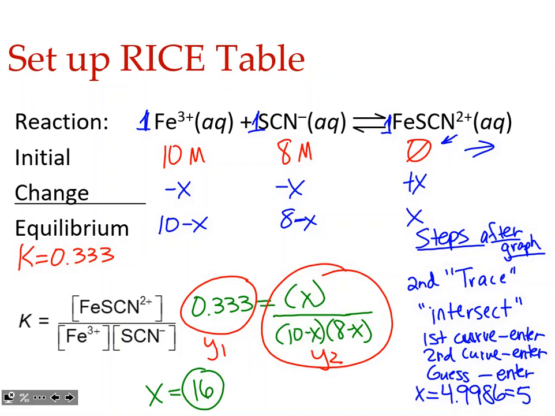Now, we have 5 and we have 16 as possible values for x. And you have to decide which one is the correct value for our change. This is our change value, our x value here. Can anybody come up with a reason why 16 is not going to work here?